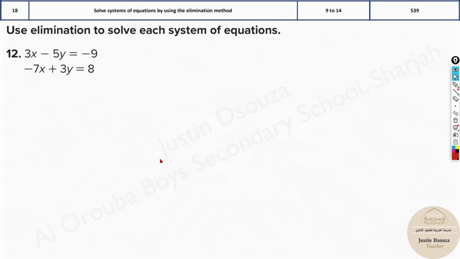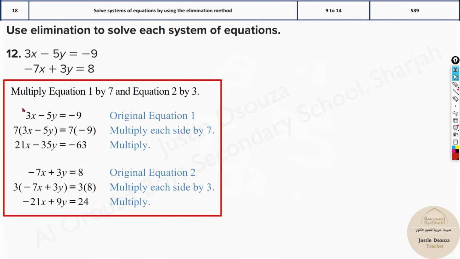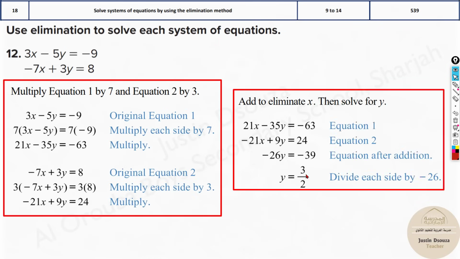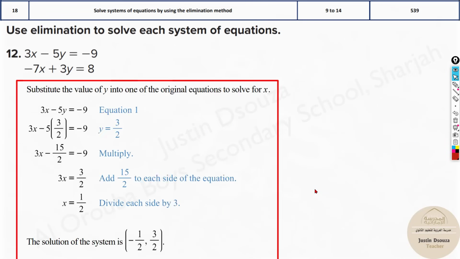Now try the others. The methods are also available over here. Most of the time you'll get the answers. You can check your answers in the calculator as well. Here the answers are: y is 3 by 2 and the x value is half.